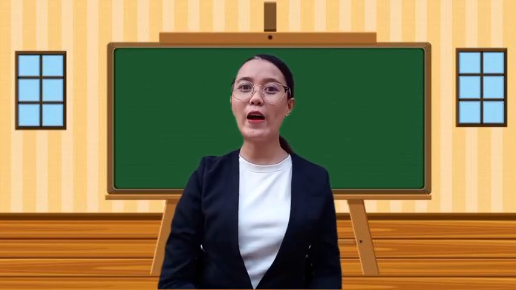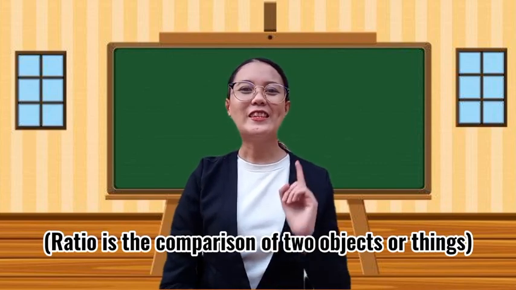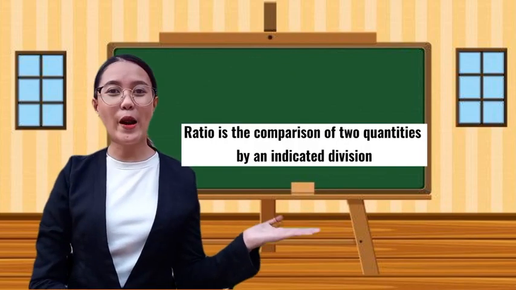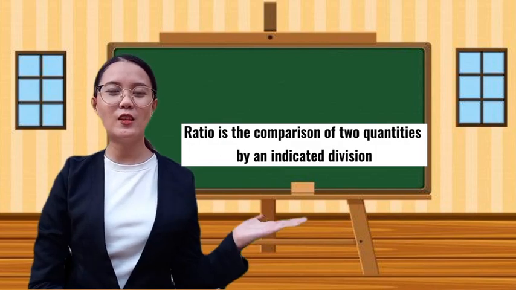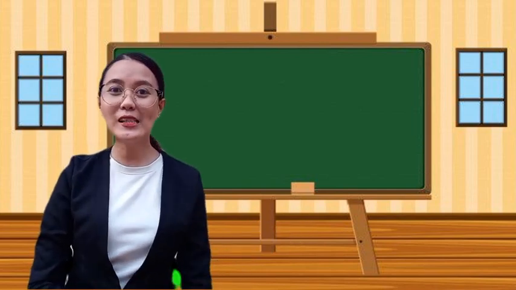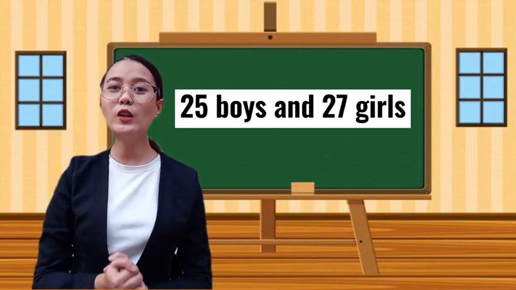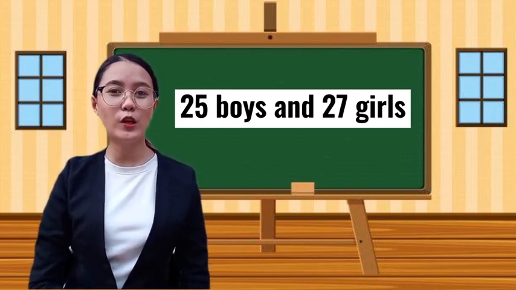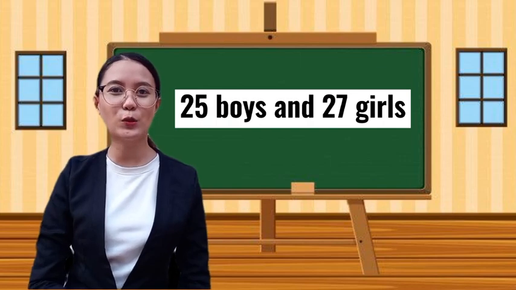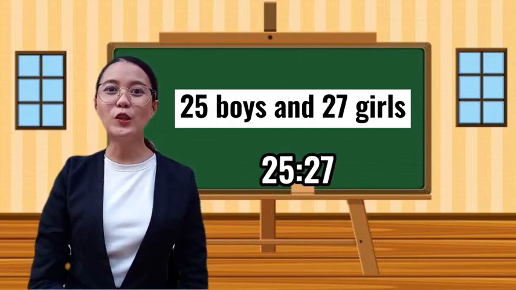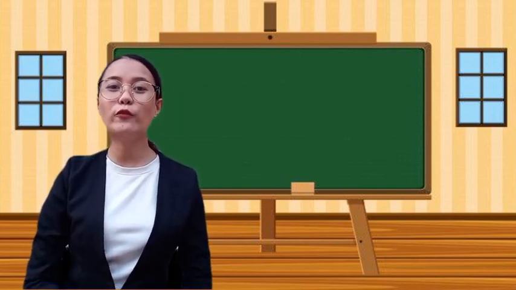So, how do you define ratio? Yes, ratio is the comparison of two quantities by an indicated division. For example, there are 25 boys and 27 girls. So, how will you write the ratio of the 25 boys to the 27 girls in the classroom? Very good. So, this is a comparison of two quantities.